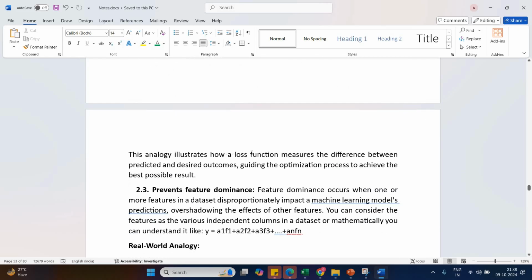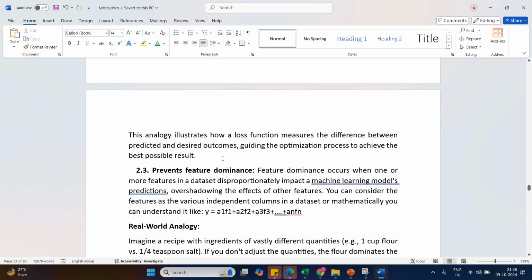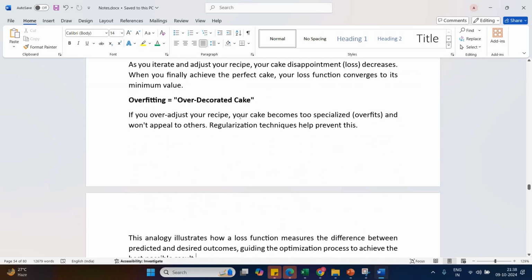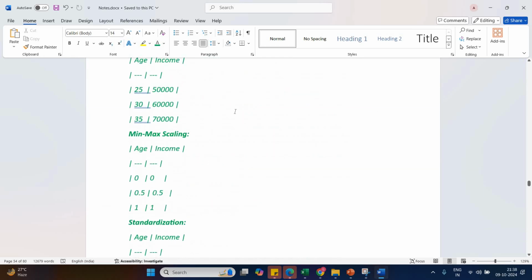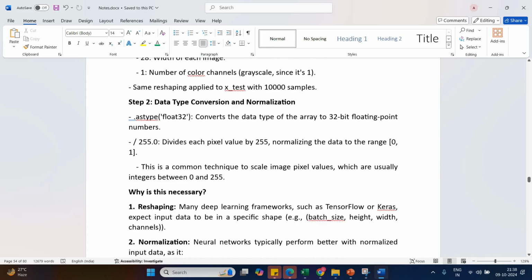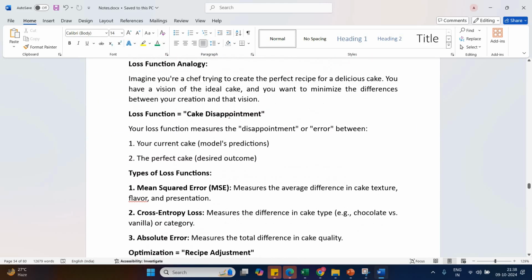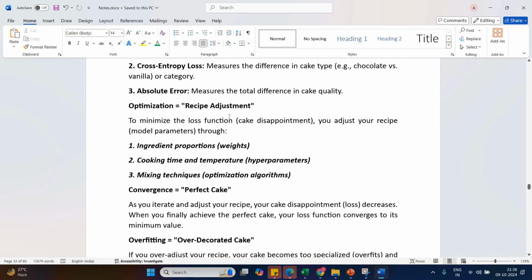Okay, this analogy illustrates how a loss function measures the difference between predicted and desired outcomes, guiding the optimization process to achieve the best possible results. Okay. So prevent feature dominance. This we have already discussed, how it prevents feature domination. So that is all the basic concept. The mathematics behind it, we are going to discuss in the coming videos.